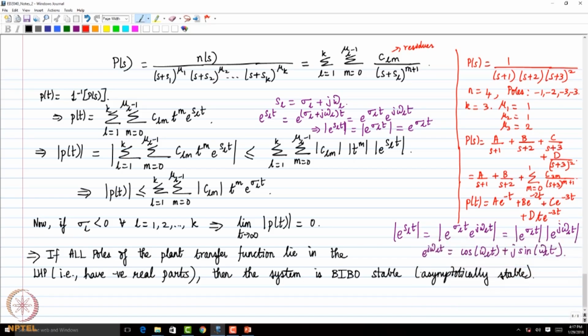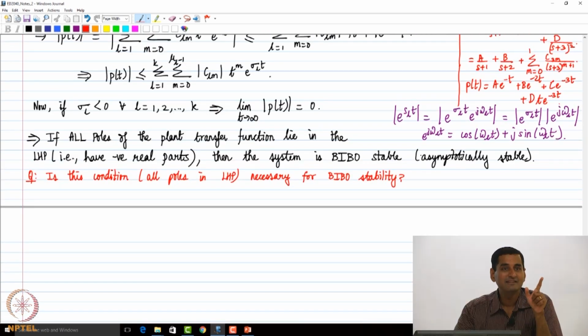So let me pose that question. Is this condition, all poles in the LHP, necessary for BIBO stability? The answer is yes. And that's why if we have even one pole lying in the RHP or on the imaginary axis, the system is not BIBO stable. That we have shown through examples.